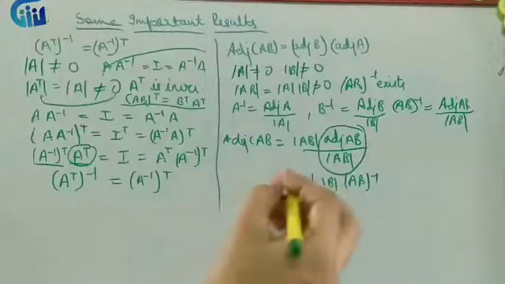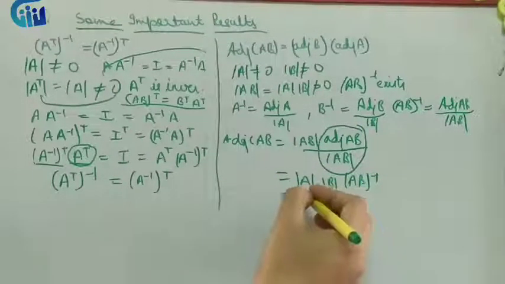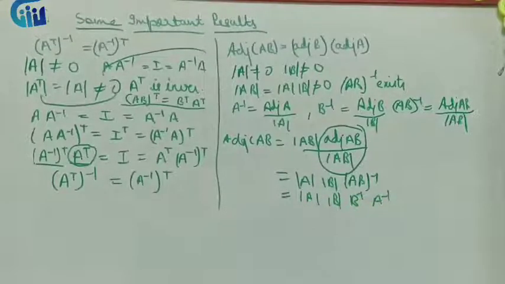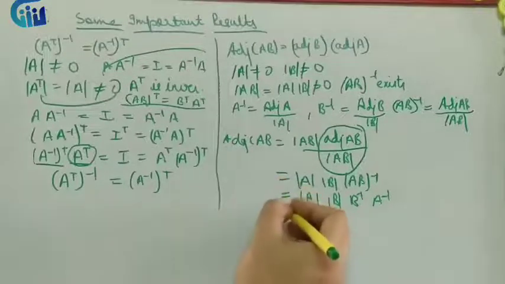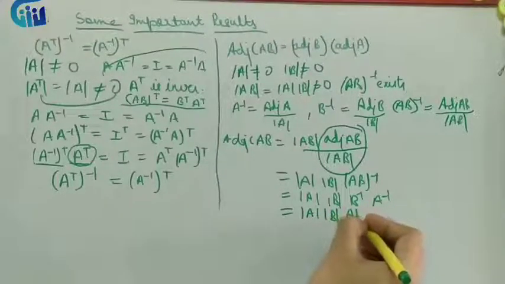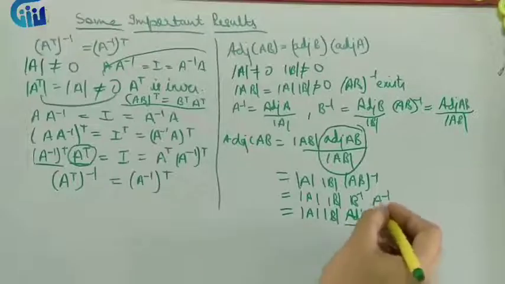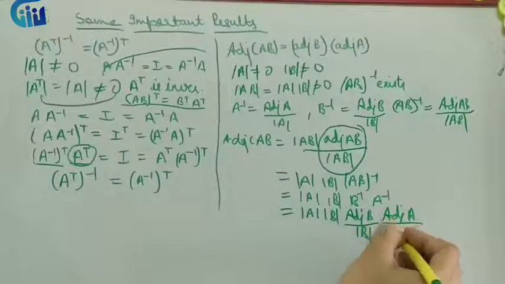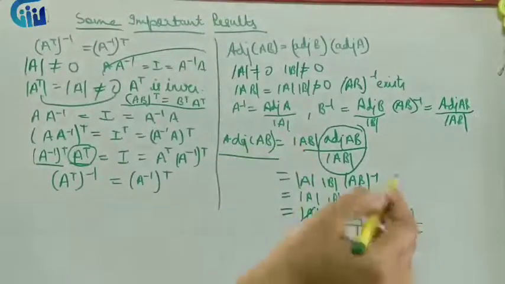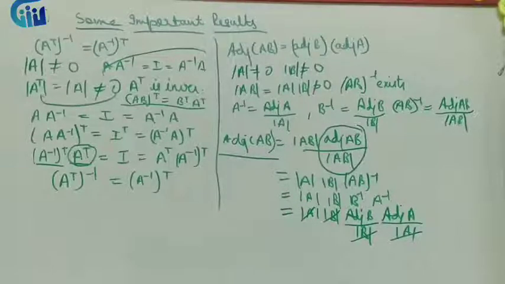Now what do we know? AB whole inverse is what? B inverse, A inverse. So in place of B inverse and A inverse, what can I write? This is determinant of A, this is determinant of B. In place of B inverse, I can write adjoint B upon determinant of B. In place of this, I can write adjoint A upon determinant of A. We can cancel these two, and hence the result adjoint AB is equal to adjoint B into adjoint A. Proofs of these results are not asked in exams, but we use these results for solving some of the questions. So we have to keep these results in mind.